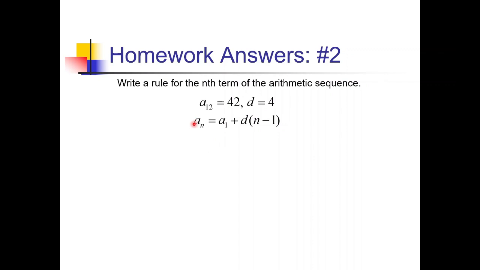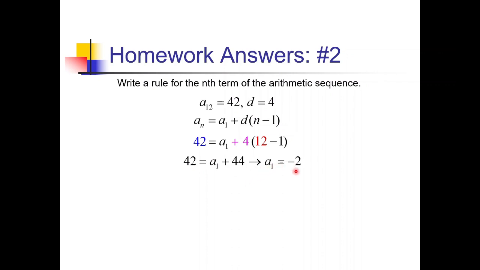For a sub n, we're going to plug in the value of a sub 12, which is 42. a1 we're still looking for. For d, we've got 4, so plus 4. And then for my n value, I have to use the index of this 42 here, so that would be this 12 right here. So we've got 12 minus 1 there. Well, 12 minus 1 is 11. 4 times 11 is 44, so we have a1 plus 44 over there. And subtracting now to find the value of a1, I've got negative 2 for that.